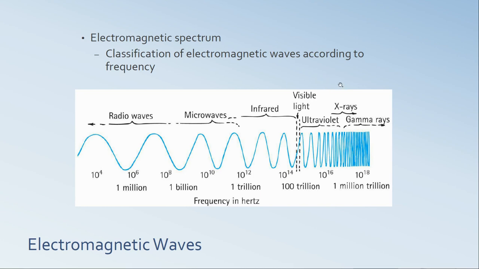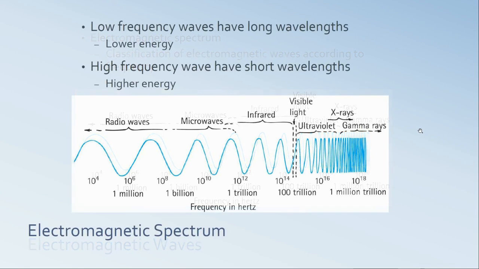And as the frequency gets even higher, then we start to get very small wavelengths like X rays and gamma rays. And again, our lower frequency waves have long wavelengths and they have a lower energy than our higher frequency waves. Those high frequency waves have short wavelengths and have more energy.